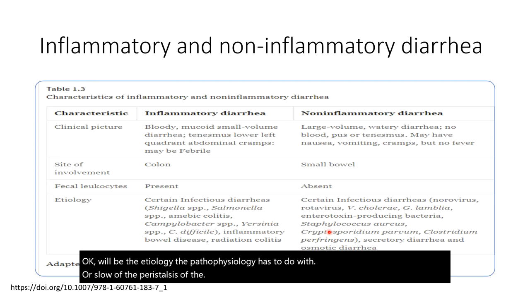We're going to see blood. Also, the volume of the diarrhea is not going to be big. We can present tenesmus. Tenesmus is like contractions of the rectum, right, with cramps, and maybe we can have fever.